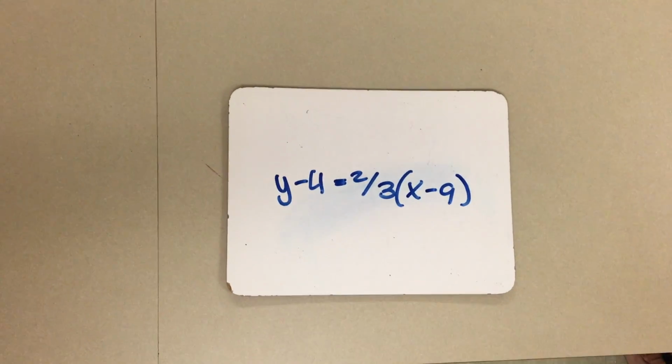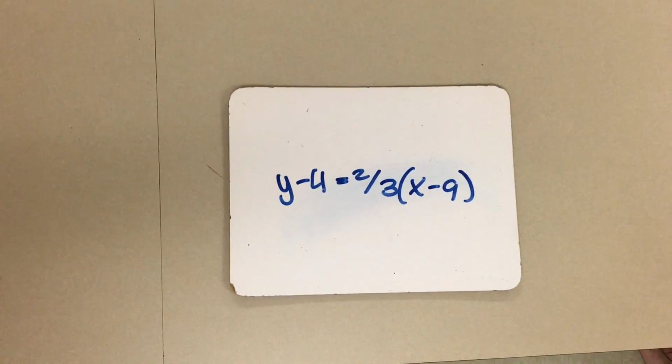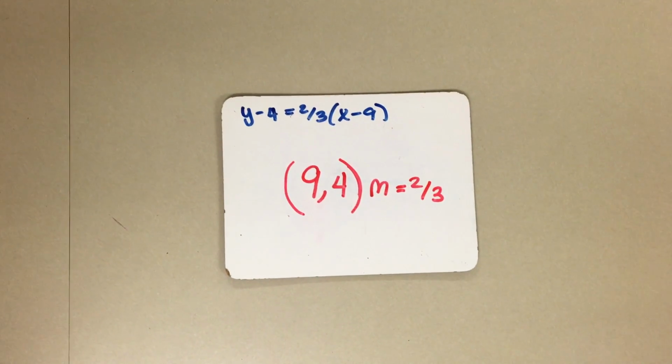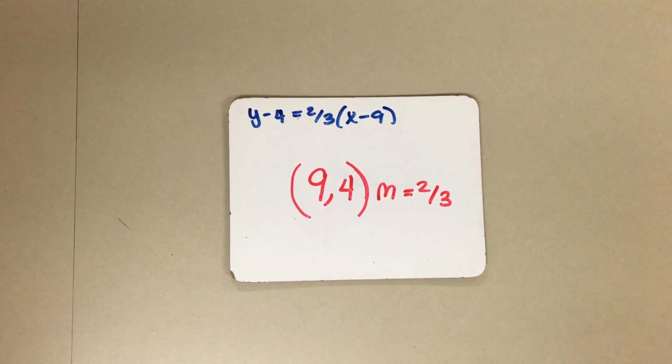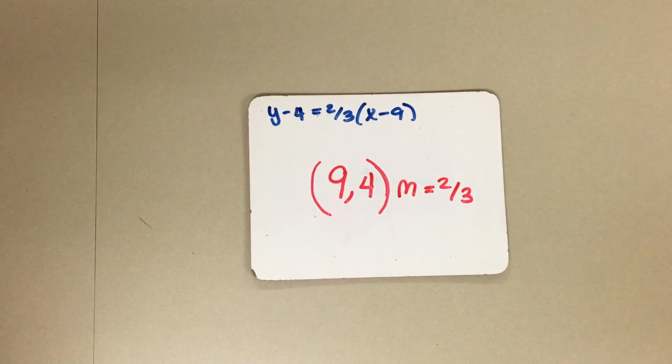Now you try one. Please pause the video, and as soon as you're done, start back up and see if you got it correct. Welcome back. Time to see if you know your algebra. The correct answer was 9, 4 as your coordinate and m equals 2/3 as your slope.